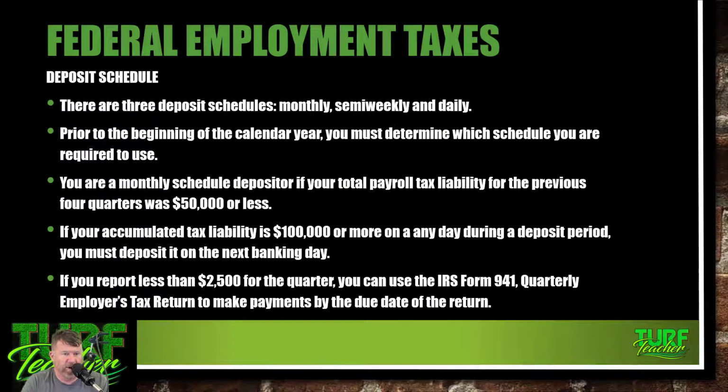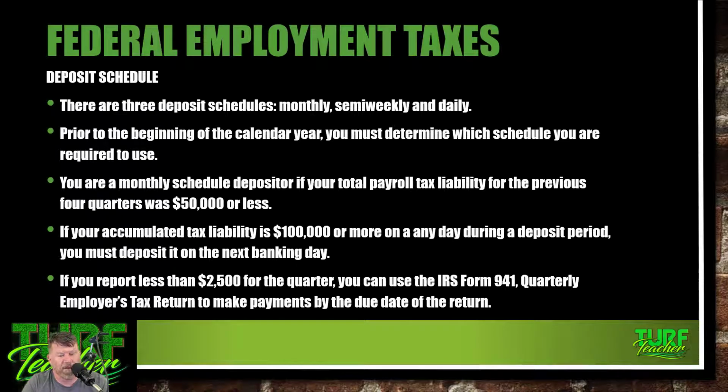With your deposit schedule, there are three deposit schedules: monthly, semi-weekly, and daily. Prior to the beginning of the calendar year, you must determine which schedule you are required to use. You are a monthly schedule depositor if your total payroll tax liability for the previous four quarters was $50,000 or less. You're doing it monthly. If your accumulated tax liability is $100,000 or more on any day during a deposit period, you must deposit it on the next banking day.